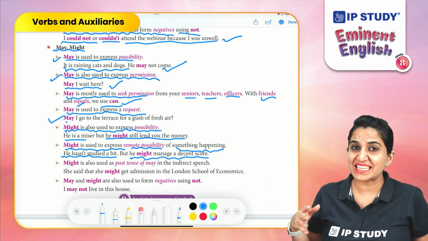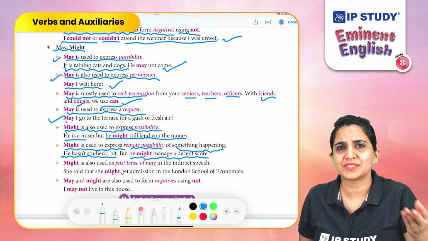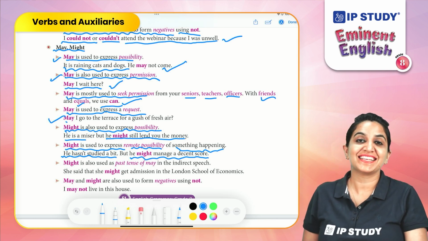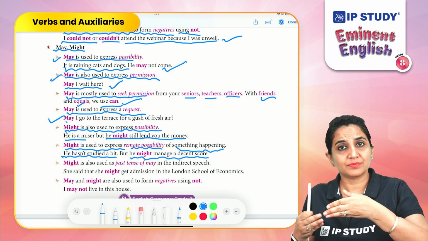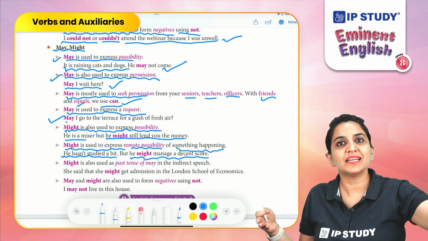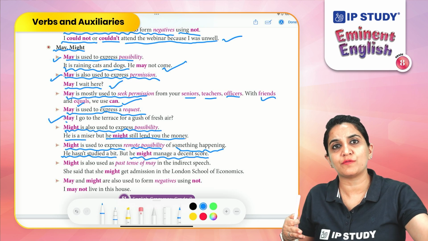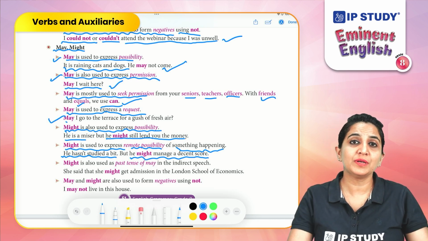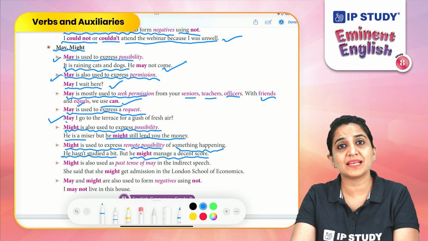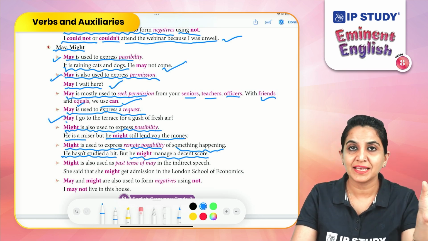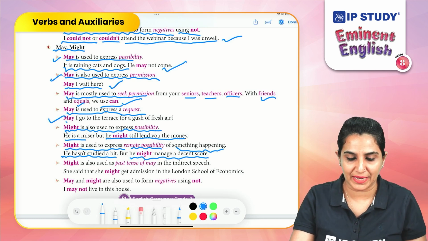For example, he hasn't studied a bit. For attaining a good result, you have to study hard. Do you agree with me? Yes. But somebody who hasn't studied a bit, that means the goal is farther than achievable. That means it is the least possibility of something good happening. So he hasn't studied a bit, but he might manage a decent score. That means there is a very weak possibility of this happening, but it might happen. So in those scenarios, we use might.